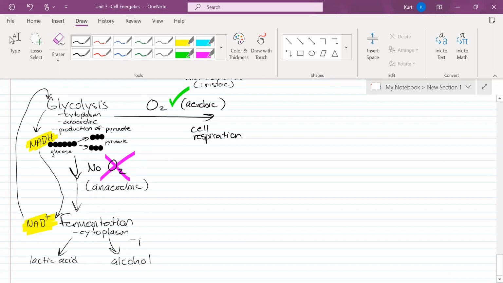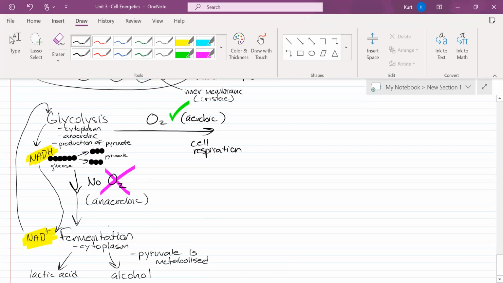Fermentation is breaking down pyruvate. Pyruvate is metabolized. If it's in lactic acid, it's made into lactate. If it's in alcohol fermentation, it's made into alcohol. But that's what happens if there is fermentation.